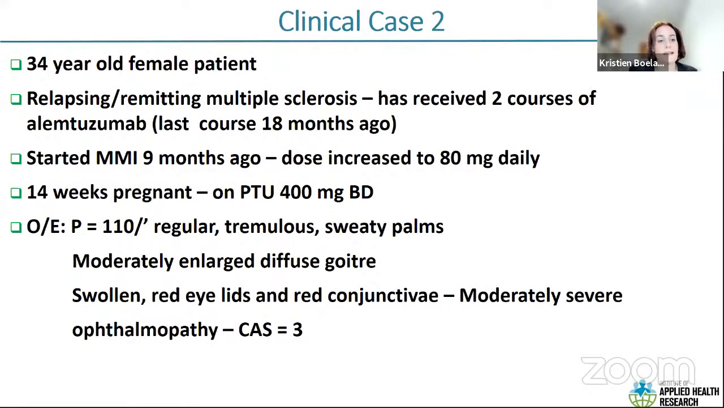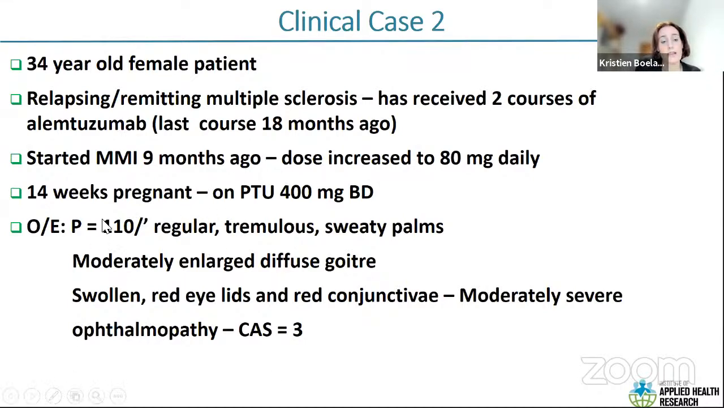Moving on to the second case, this is a 34-year-old female patient who has relapsing remitting multiple sclerosis. She has had 2 courses of Lemtrada or alemtuzumab. The last course was 18 months ago. She was started on methimazole 9 months ago, and she was referred to me when she was 14 weeks pregnant on a high dose of propylthiouracil.